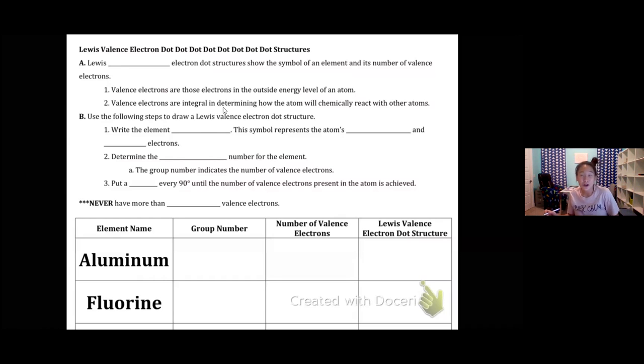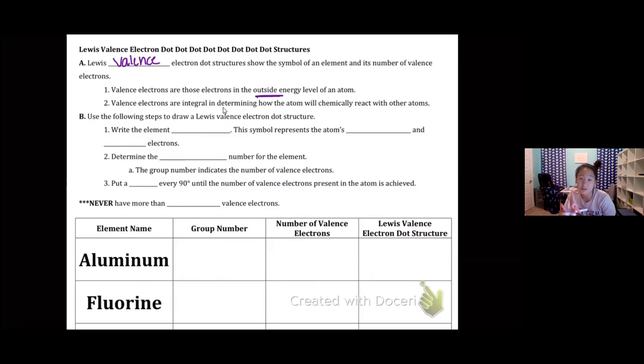Okay, so now we're going to talk about Lewis valence electron dot structures. Lewis valence electron dot structures basically show the symbol of an element and how many valence electrons it has. Valence electrons are electrons that are in the outside energy level. So we're ignoring everything on the inside. We're only concentrating on the outside.